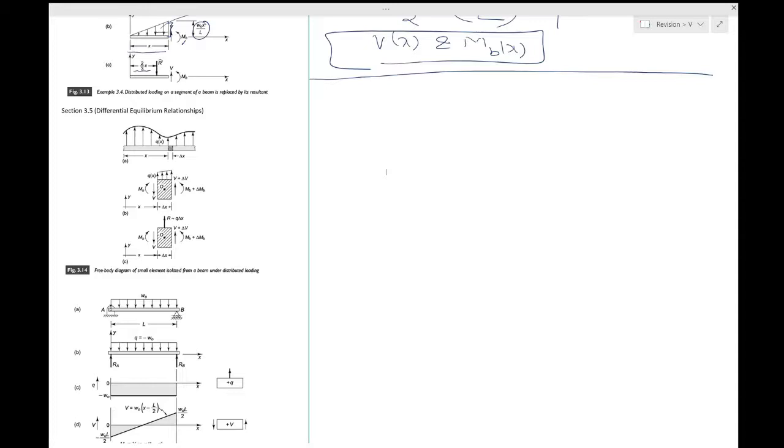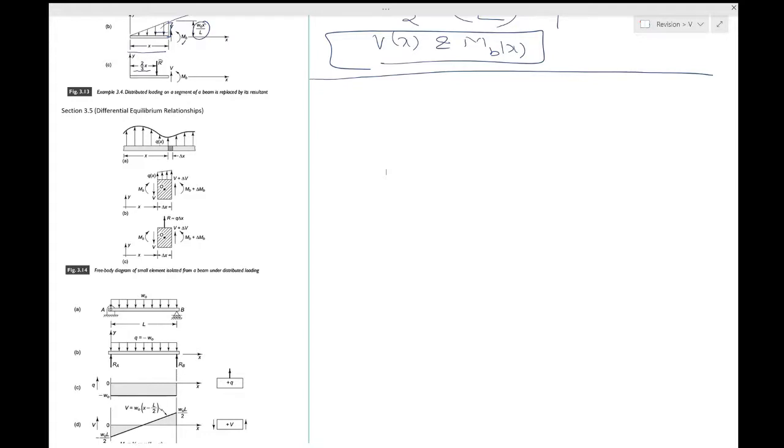Hello everyone. We'll discuss the differential equilibrium relationships in today's class. This comes after our discussions in the last class about the distributed loading and the resultant of the distributed loading and so on. Okay, so this is another alternate way.